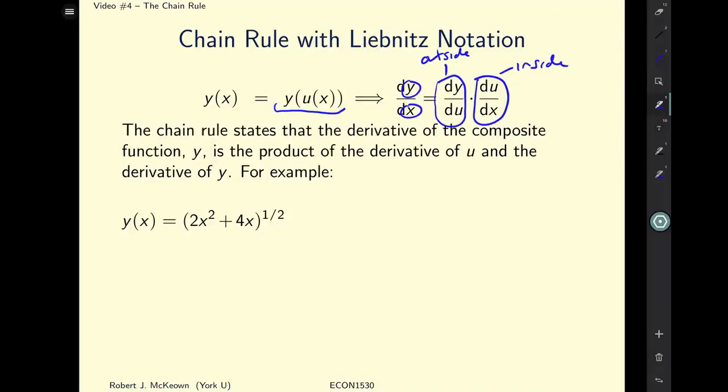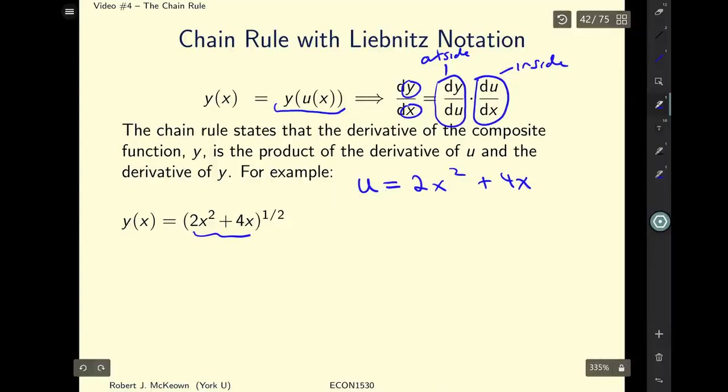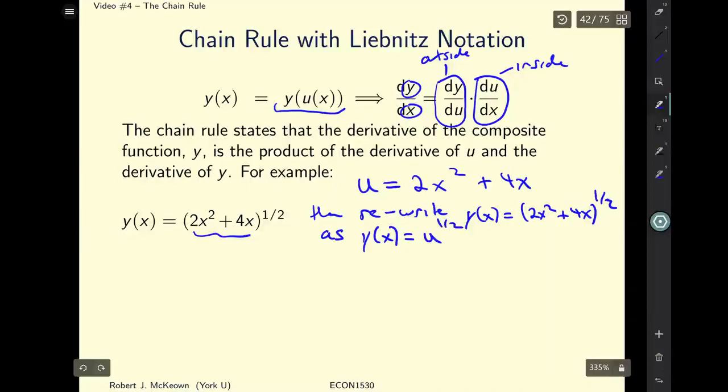So if I write, let u be equal to the interior, so 2x squared plus 4x. Then I'm going to rewrite y of x is equal to 2x squared plus 4x to the 1/2 as y of x is equal to u to the 1/2.